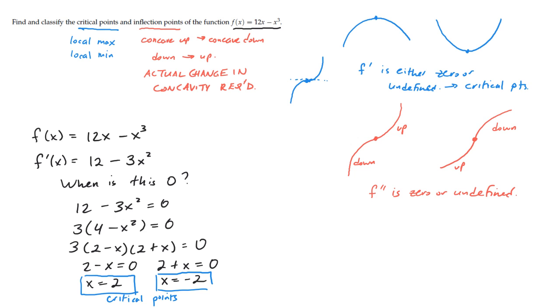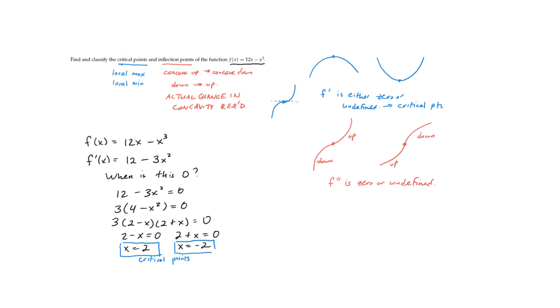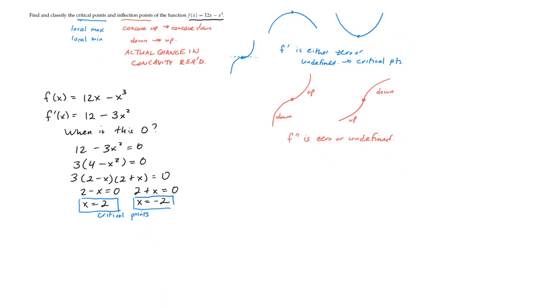But what kind of critical point is each of those? To find that out, I'm going to analyze when this function is increasing and when it's decreasing by using the first derivative. So I'm going to draw a little number line diagram here. My critical points are at -2 and 2. So those are places where f prime was 0. And now I just need to analyze what happens with f prime on each interval.